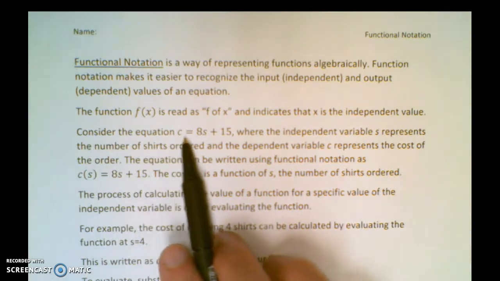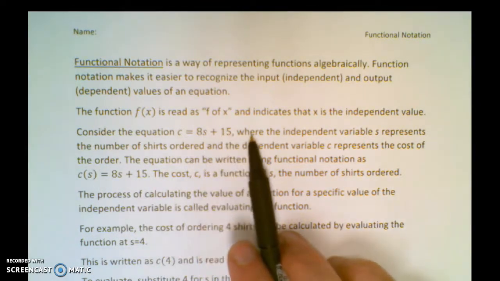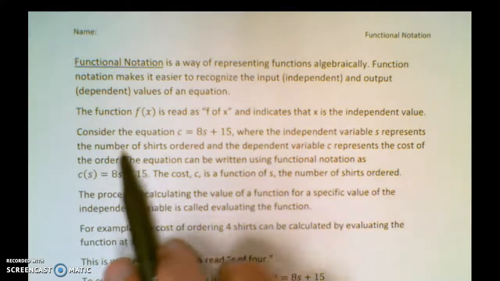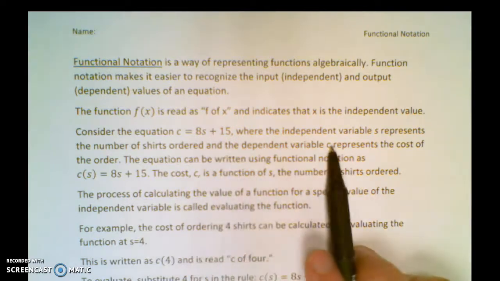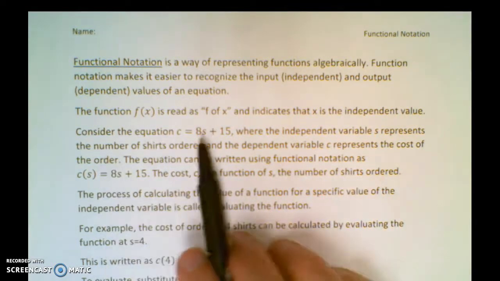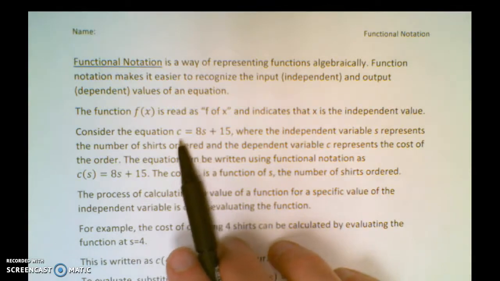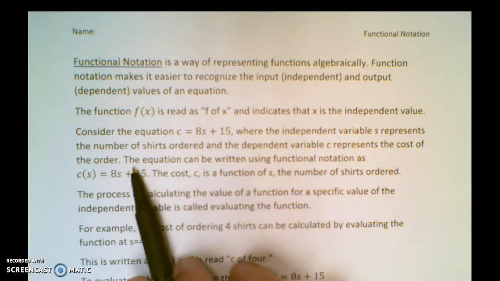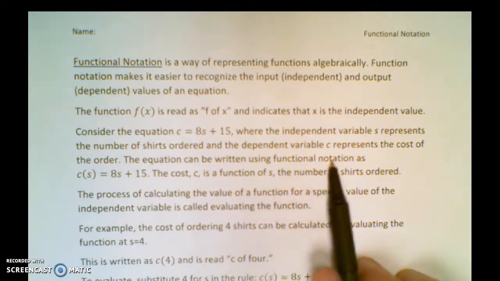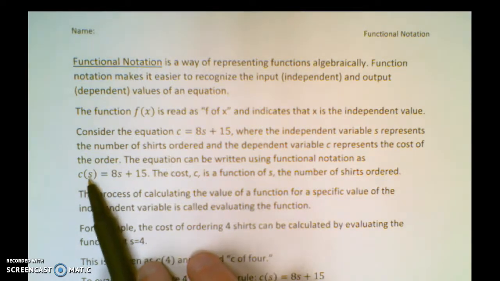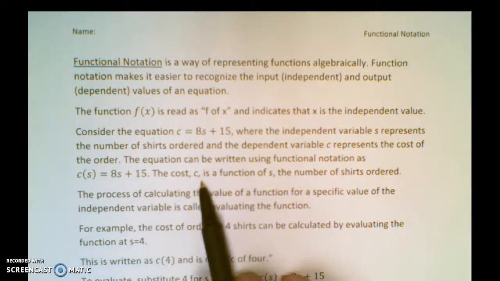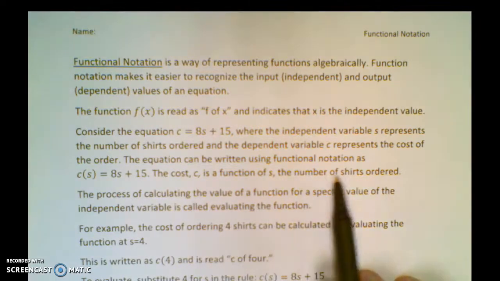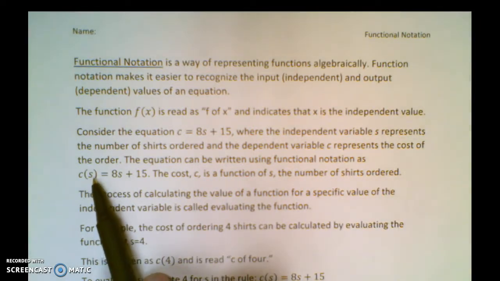Consider the equation c equals 8s plus 15, where the independent variable s represents the number of shirts ordered, so s stands for shirts, and the dependent variable c represents the cost of the order. So s is for the number of shirts you purchase, and c is the total cost. The equation can be written using functional notation as c of s, c parentheses s, equals 8s plus 15. The cost, c, is a function of s, the number of shirts ordered. So the cost depends on how many shirts you're ordering.